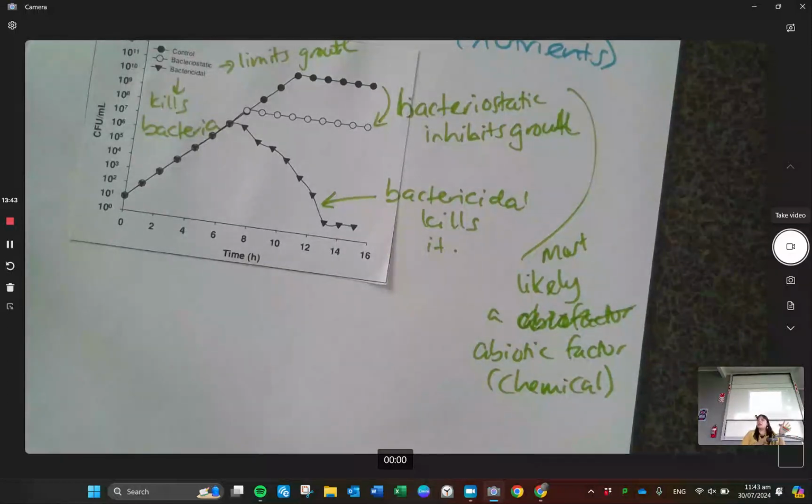So you talked about abiotic and biotic factors. This is an example of an abiotic one. Most likely that is what they're using because it's going to be some sort of chemical, like taking an antibiotic, like taking a drug. All right, are we okay with that so far?